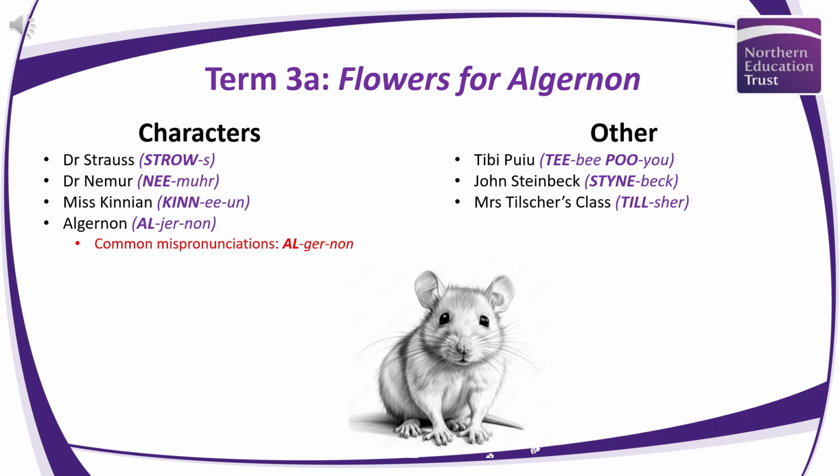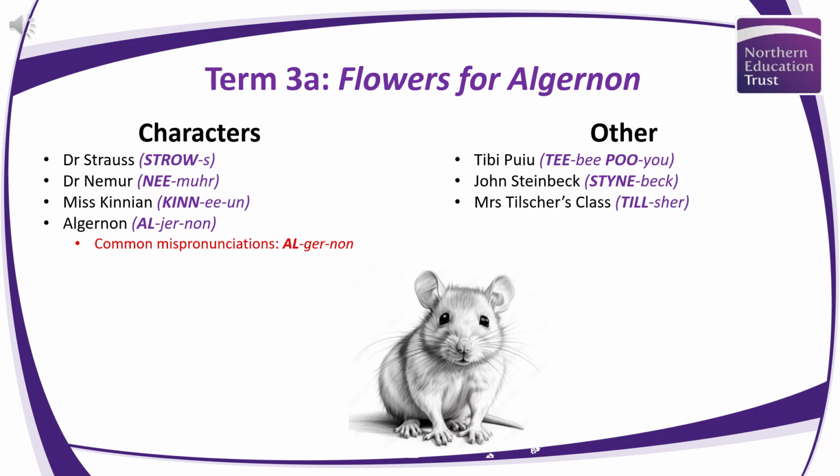Now, in terms of Flowers for Algernon, most of the names are fairly straightforward, but there are a few character names and a few writers' names from the broader texts, which you do sometimes find pronounced incorrectly. So characters-wise, first of all, we have the two doctors. There's Dr. Strauss, that's Strauss. Dr. Nemur, that's Nemur. We have Miss Kinnian, that's Kinnian.